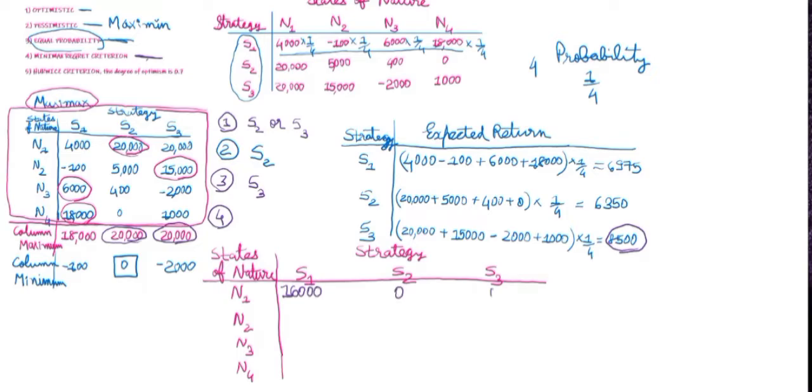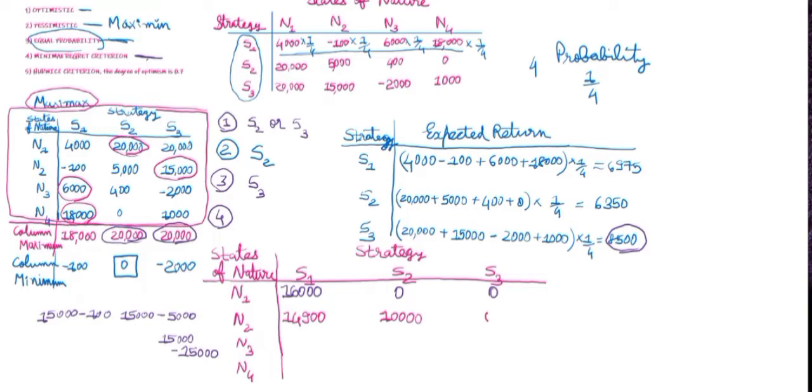Firstly, I'll just write this. This comes out to be 16,000, 0, 0. Then for the second row, it is 15,000 minus 100. I'm writing it this side. Then 15,000 minus 5,000. And then 15,000 minus 15,000. So this comes out to be 15,000 minus 100, which is 14,900. Then this will be 10,000. And the last one will be 0.